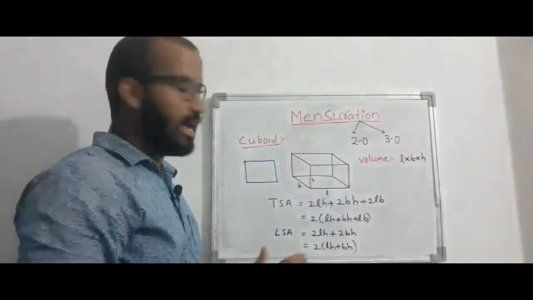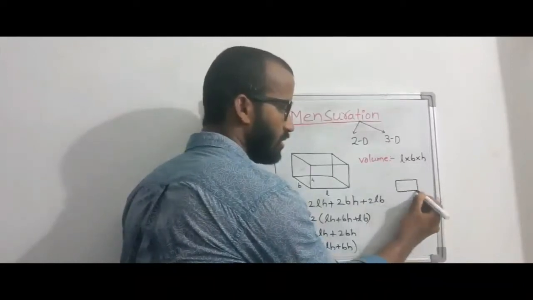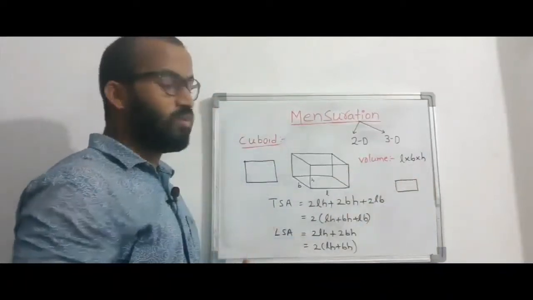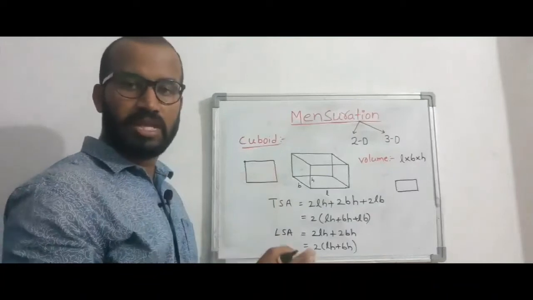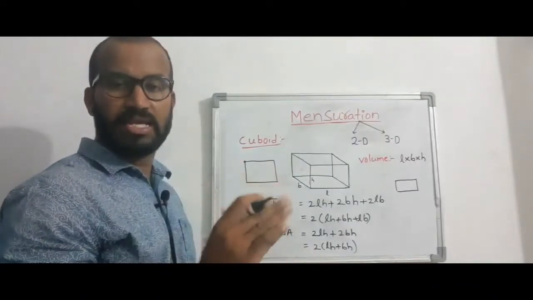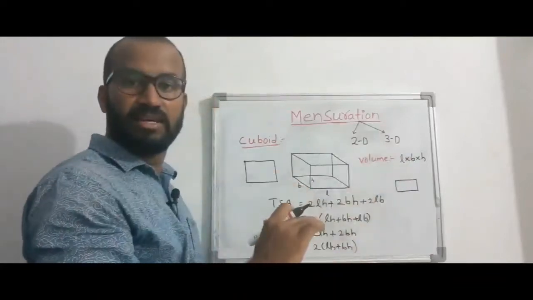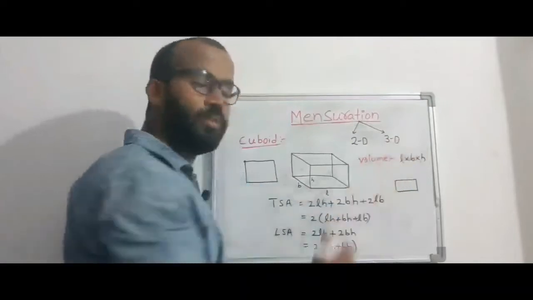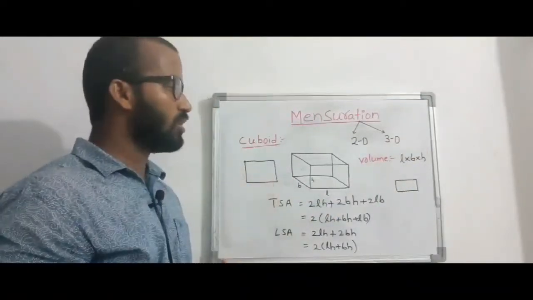I am taking one rectangular sheet. If I keep one more rectangular sheet, what is the area? 2LB. If I keep 3, 3LB. If I keep N, NLB. So here I have H rectangular sheets, so H into L into B. This is the volume formula of a cuboid.